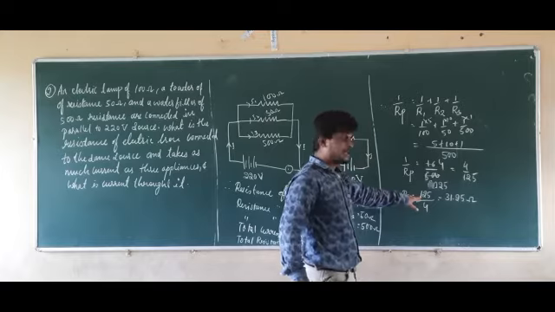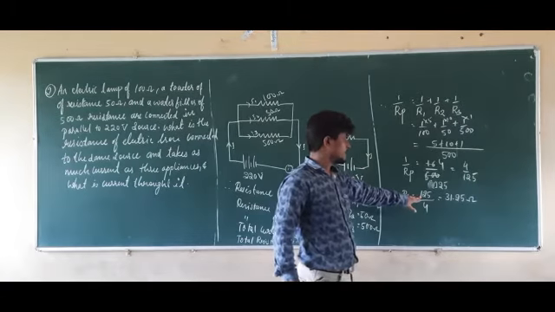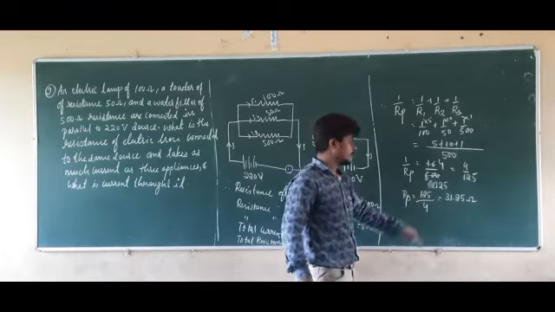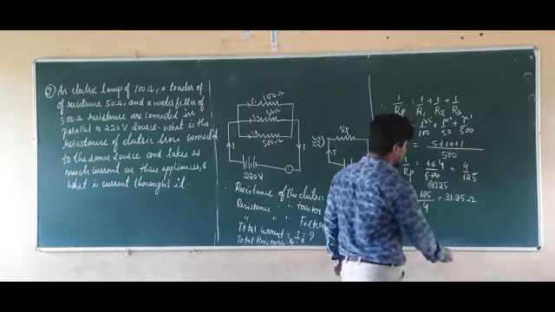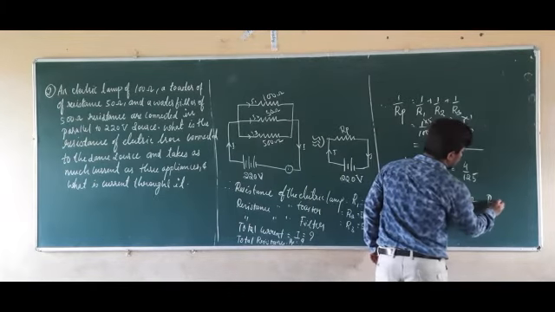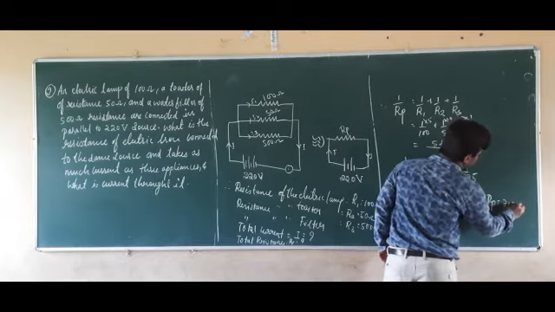So if you make this up, it will be 62.5 ohms. Again, we make it up, it will become 31.25 ohms. Therefore, the RP is equal to 31.25 ohms.